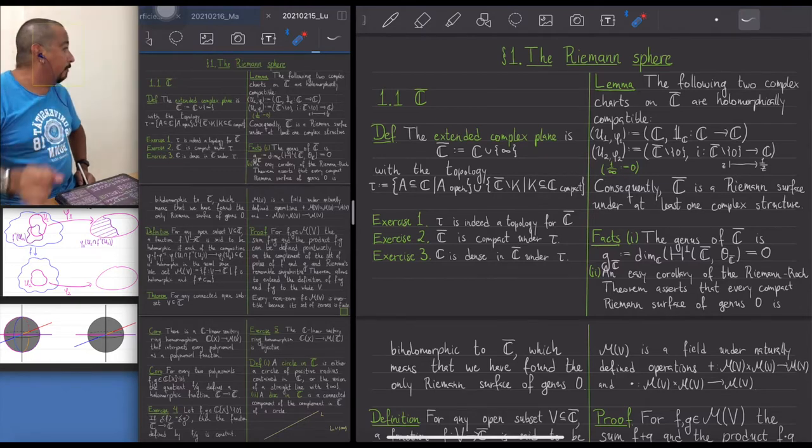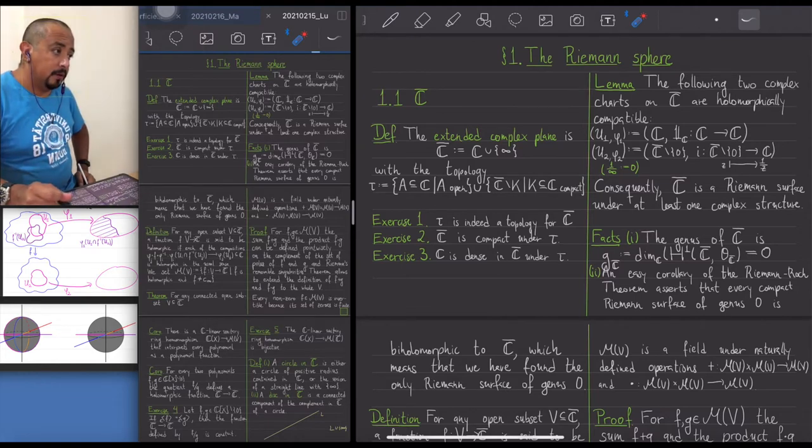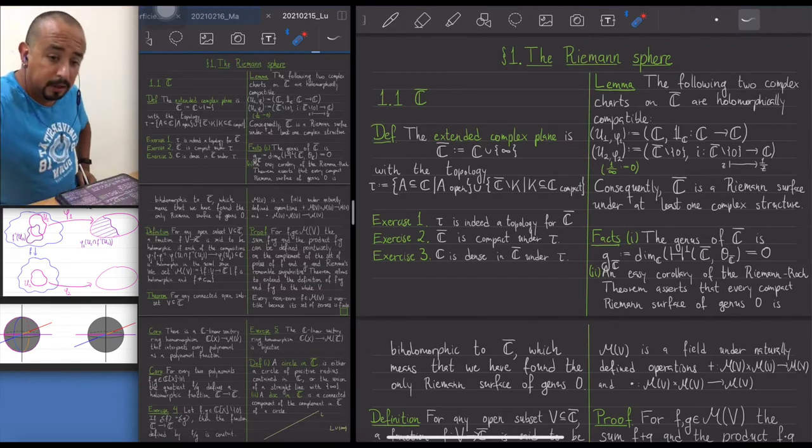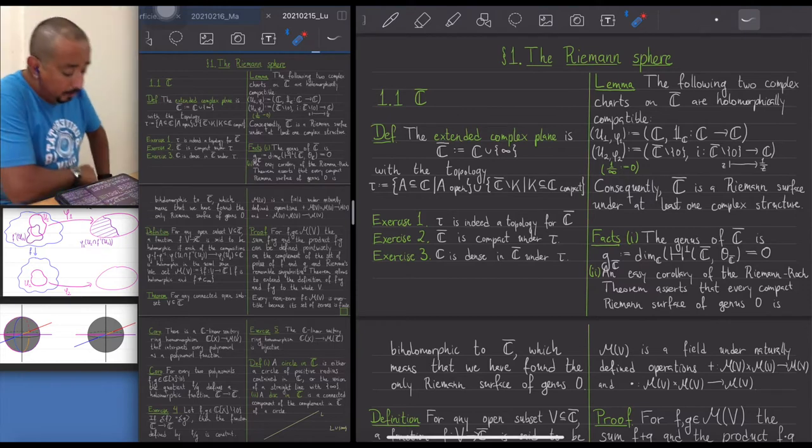So what is a complex structure? You can define it to be an equivalence class of holomorphically compatible atlases, or as a maximal complex atlas. Either definition is good for me.